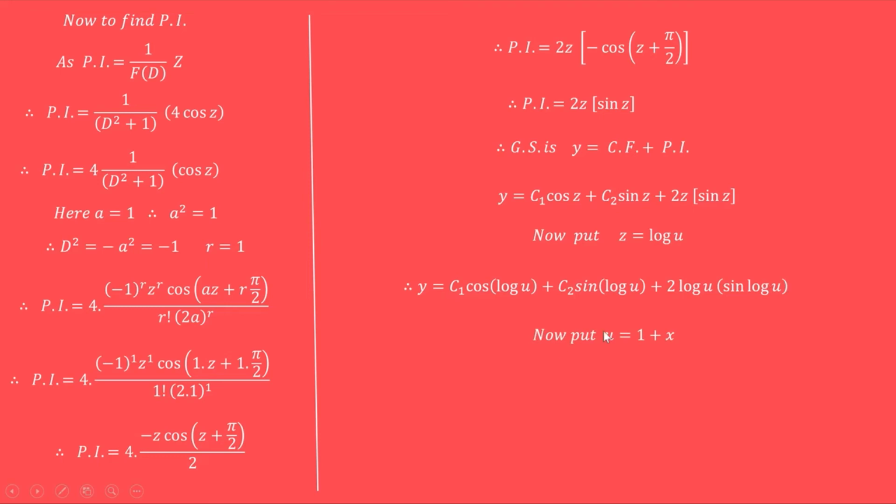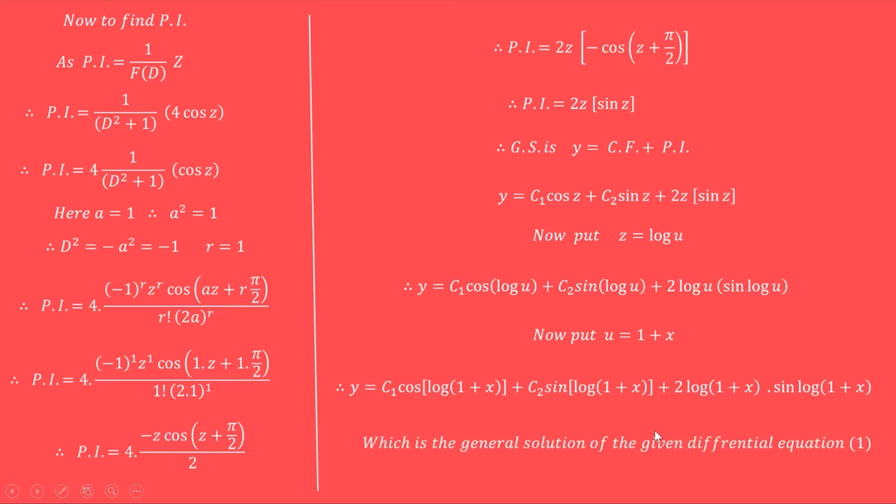Now put value of u in terms of x, which is 1 plus x. So instead of u, write down 1 plus x. So here we get y is equal to c1 cos of log of 1 plus x, c2 sin of log of 1 plus x plus 2 log of 1 plus x into sin of log of 1 plus x. Now observe that this is a relation between x, y and some constants. So this represents the general solution of the given differential equation 1. So we should stop here now.